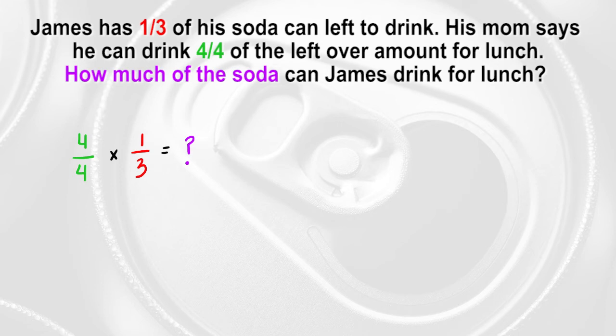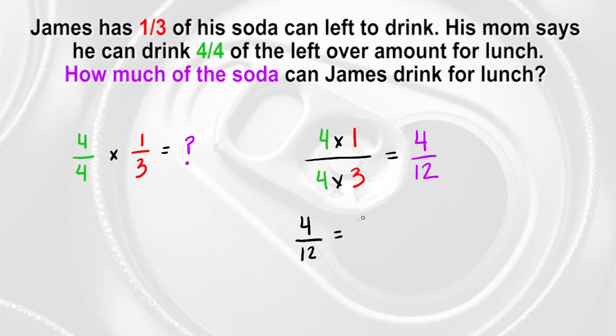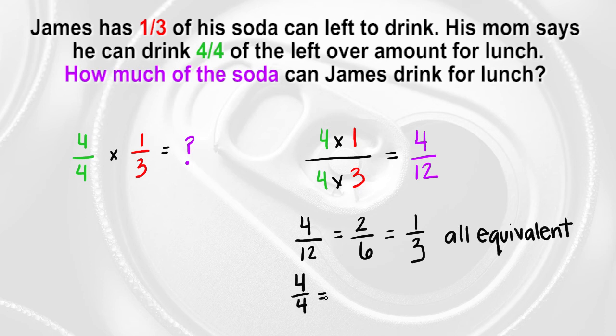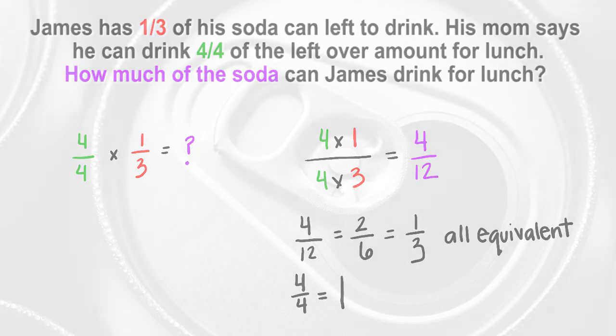This time, let's solve the problem numerically. Multiply across the numerators. 4 times 1 equals 4. Multiply across the denominators. 4 times 3 is 12. James can have 4/12 of his soda can for lunch. 4/12 is equivalent to 2/6 and 1/3. All the products are equivalent. This is because 1/3 was multiplied by an equivalent fraction to 1.